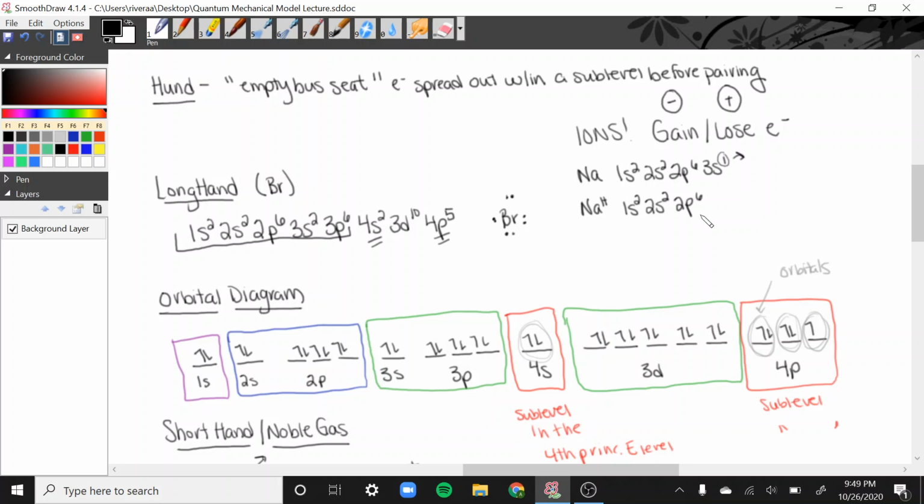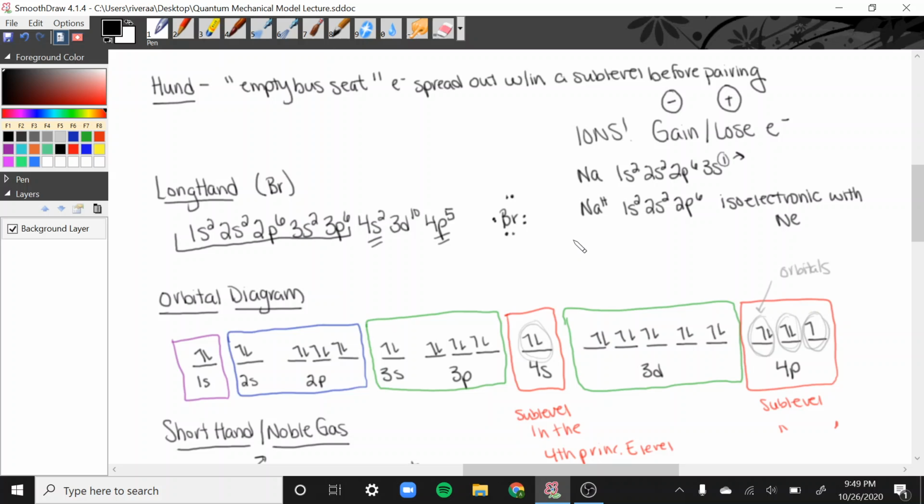Guess what this has the same electron configuration as now? Which is called isoelectronic. It means the same electron configuration as the noble gas that comes before it: neon. It's not neon, it has a different number of protons, but it now has the same electron configuration as neon, which is what makes it stable, which is why sodium wants to lose its 1 valence electron. You know all this stuff, you guys.